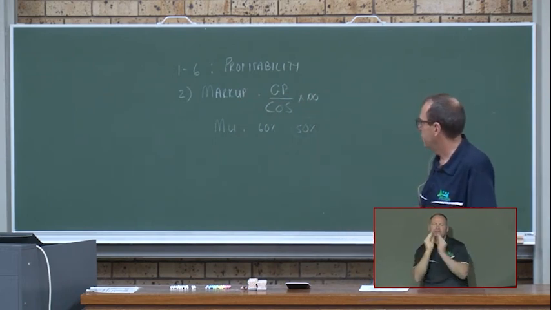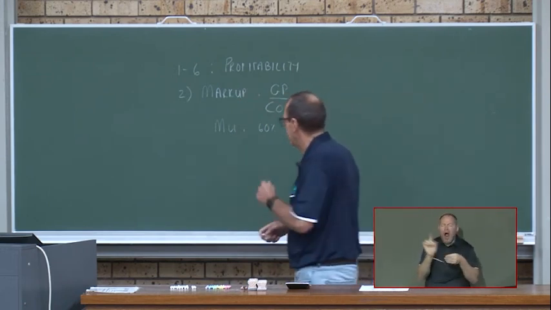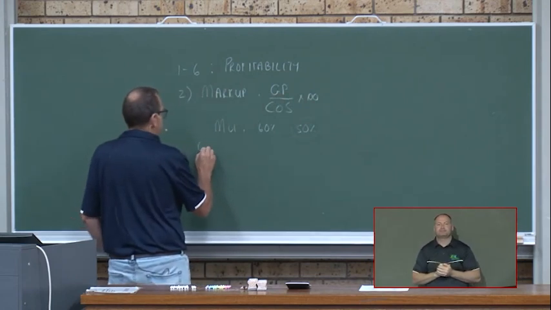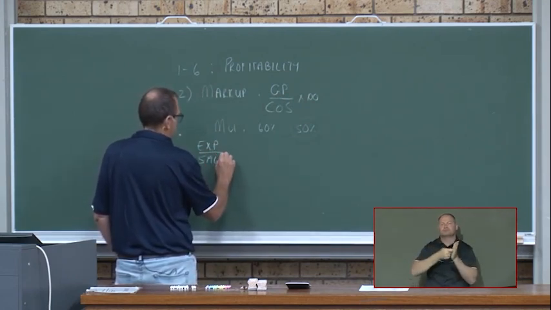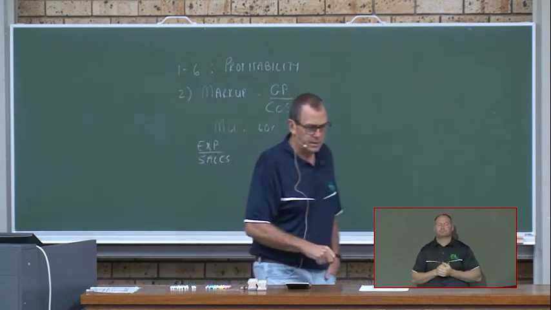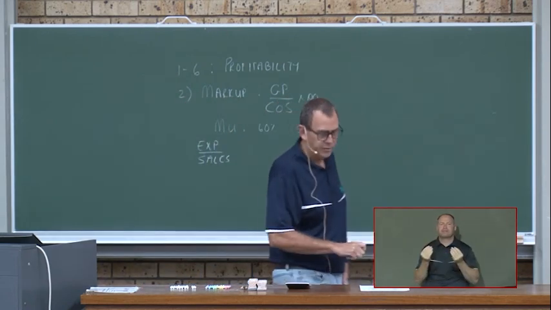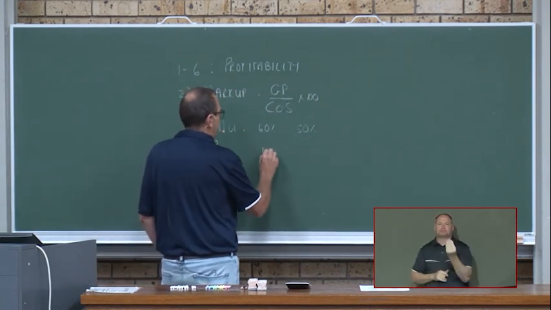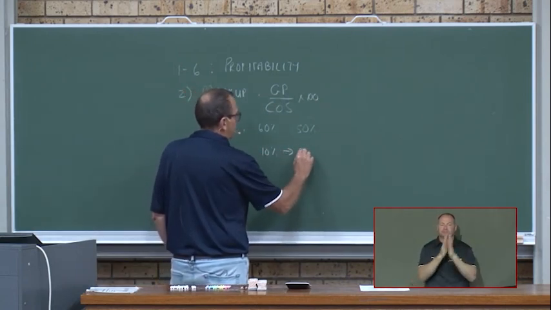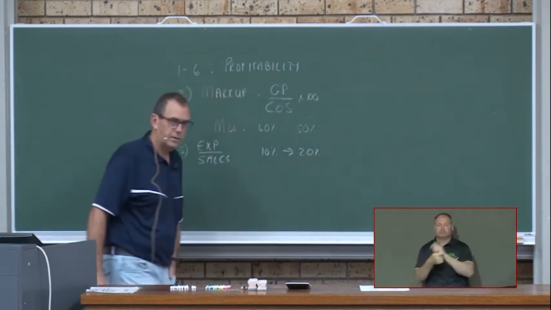I just want to show you one thing. The expenses on sales. That is number 5, the expenses on sales. If it went from 10% to 20%, is that good or bad?